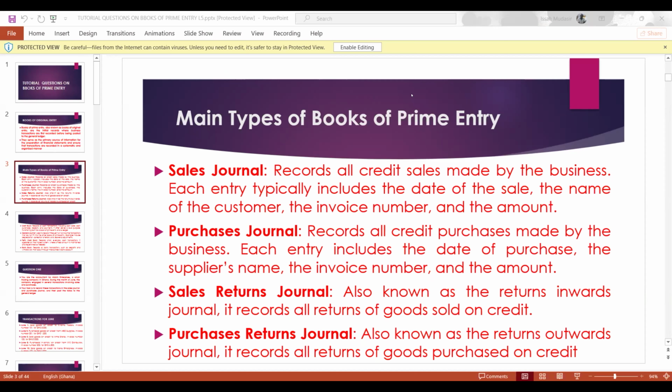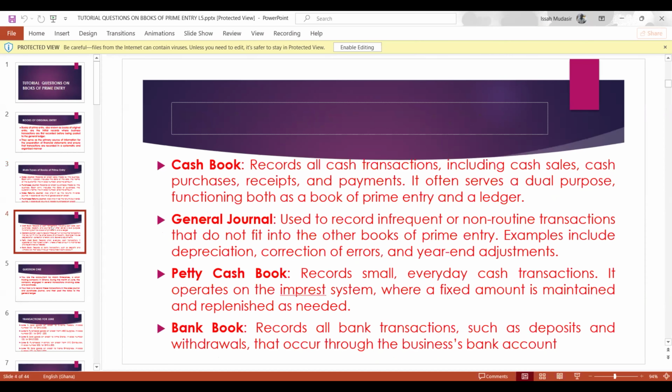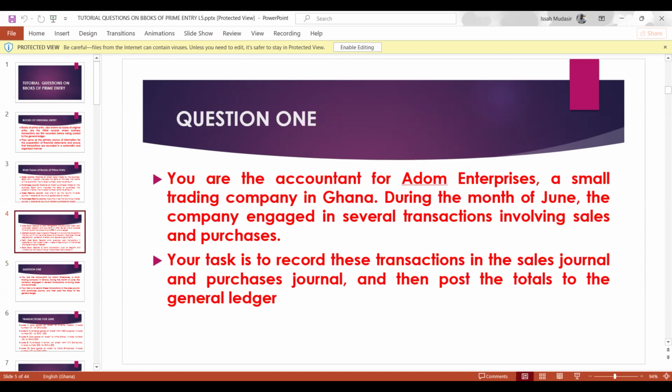We have the sales journal, purchases journal, sales returns journal, purchases return journal. Good. All this we should know. These are theory. We'll look at the practicals as we move on. Yes, senior, move on. We discussed this last week, so we should know. Cash book is also a book of prime entry. General journal, petty cash. You know the difference between cash book and petty cash?